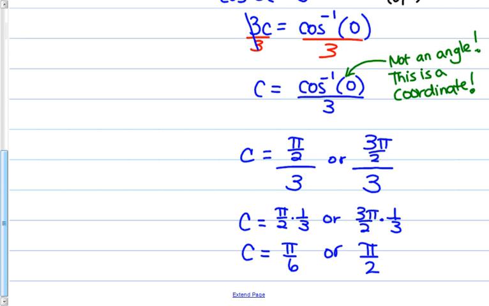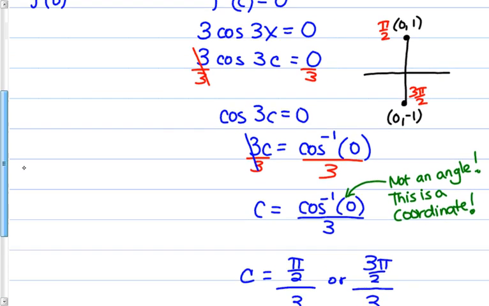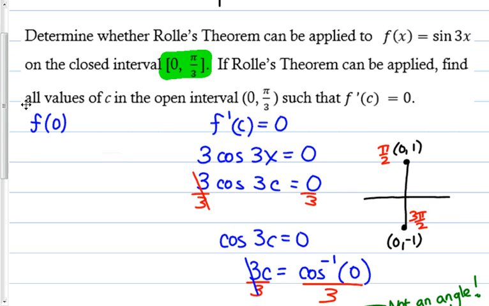Are they in my interval? So I look back on my paper here, and my interval is from 0 to pi over 3. Pi over 2, half, is definitely bigger than a third. So my one and only answer is pi over 6. Pi over 2 is not inside my interval. Now notice all I did was take the derivative, set it equal to 0, and figure out what c was. So this one takes less work.